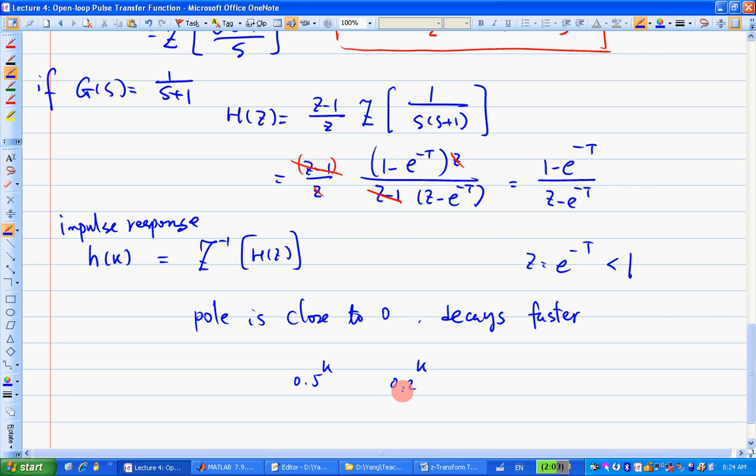So in this particular case, a higher sampling time T gives us a faster decay. It's a little bit non-traditional. Okay, that concludes this example.